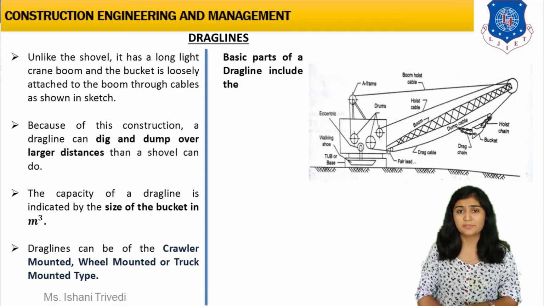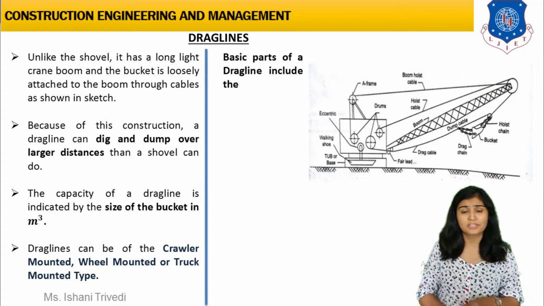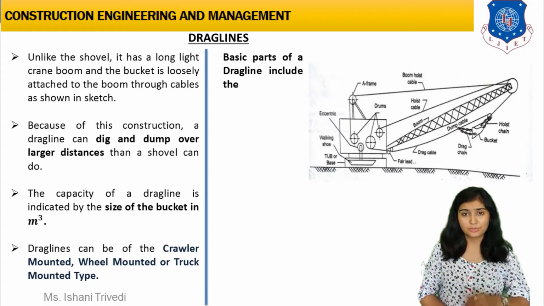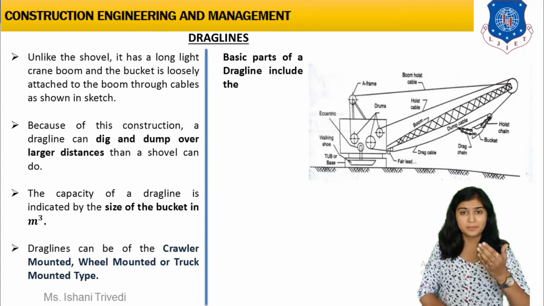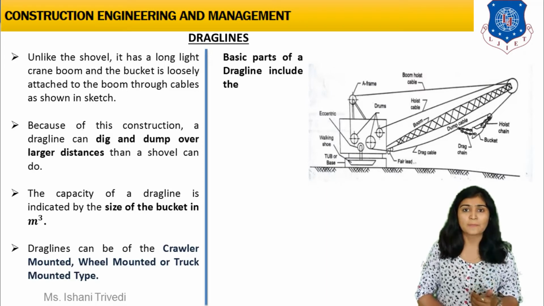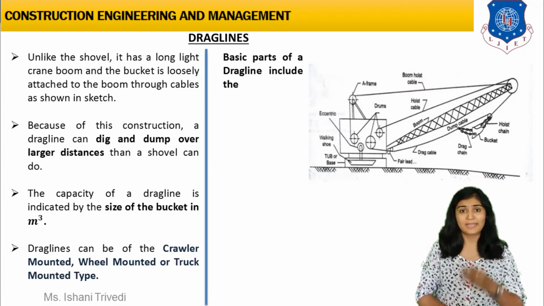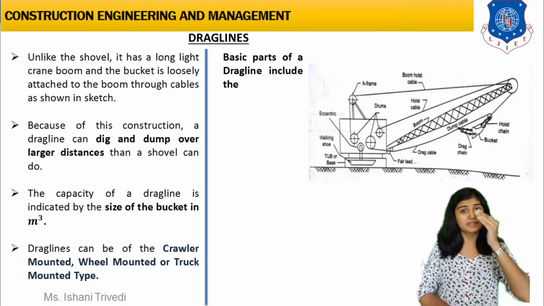Now the sketch is right in front of you. You can see that various parts and the cross-sectional area of a drag line is shown right in front of you. This is going to help you understand the basic parts, the main parts of a drag line. Now next it says, because of this type of construction, a drag line can dig. It can dig and it can also dump.